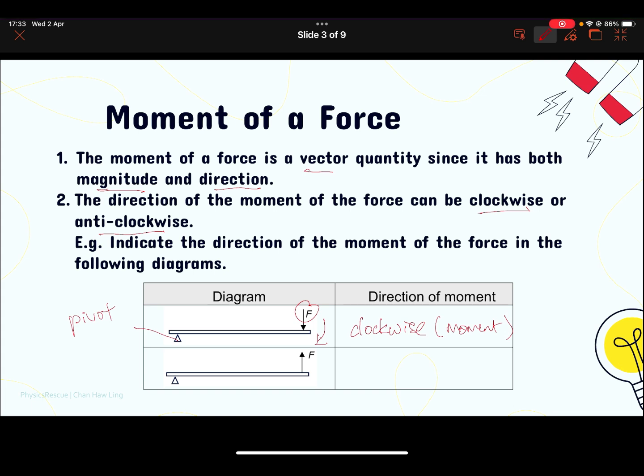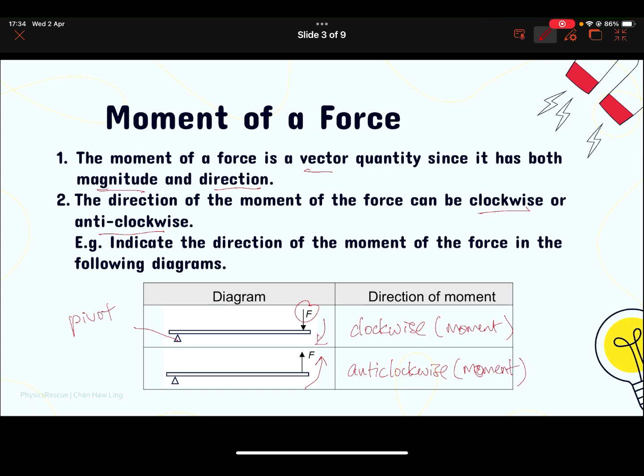And for the second one, the pivot being at the same place, the force will cause the bar to turn anti-clockwise. So moment is a vector, meaning that it must have direction.